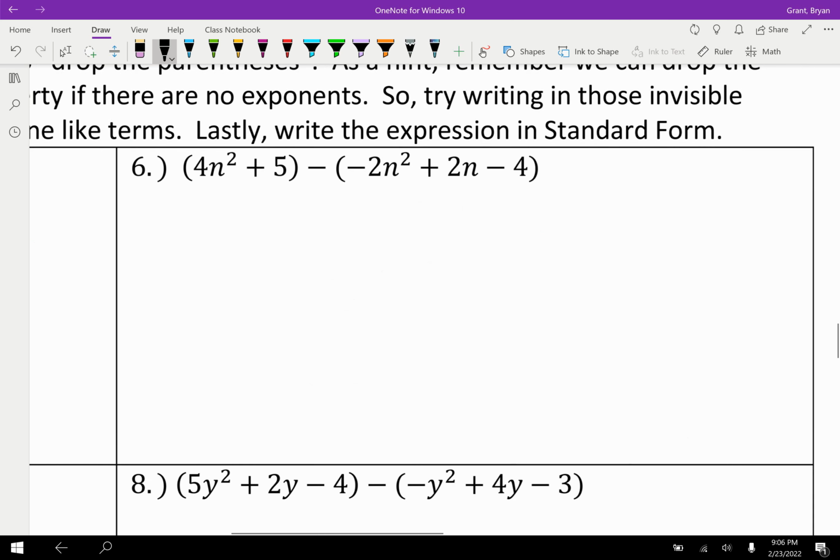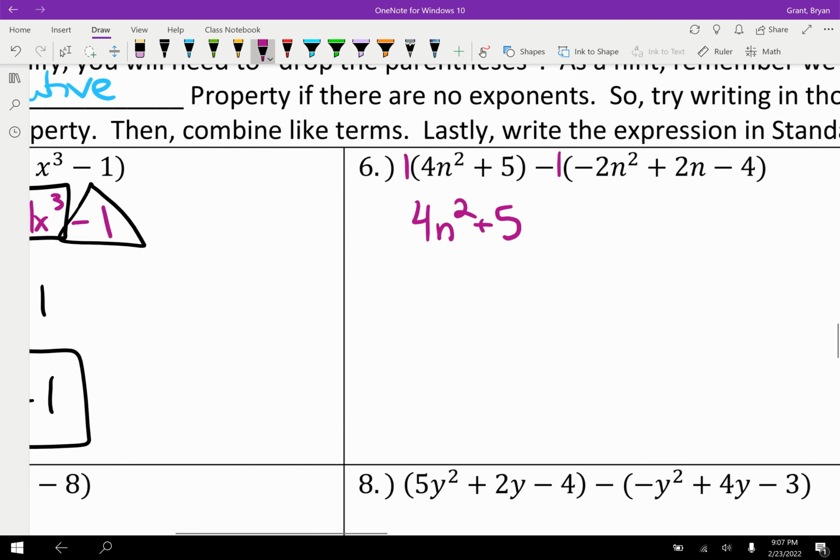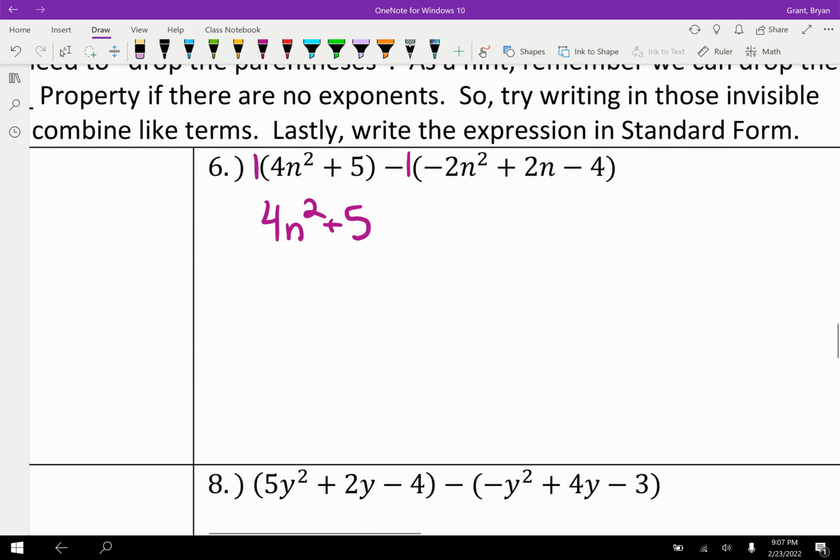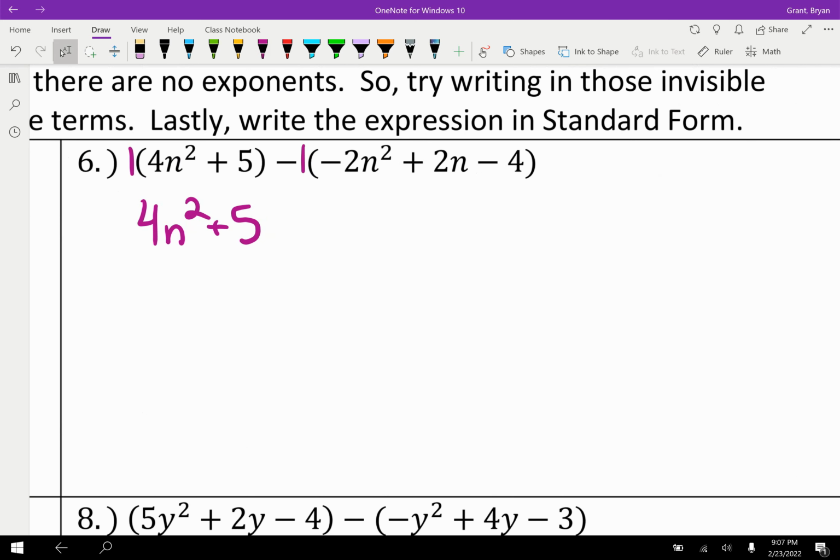If you guys worked ahead, you really want to pay attention to 6 because there's a little trick here. Okay, let's put in those invisible 1s again, just once more. We already know that this 1 out front is a positive 1, so this is just going to stay 4n squared plus 5. But there's something tricky with that second set of parentheses. Do you see it? Well, there's no longer a positive 1 like there was out here on the first problem attached to the parentheses. Now there's a negative 1.